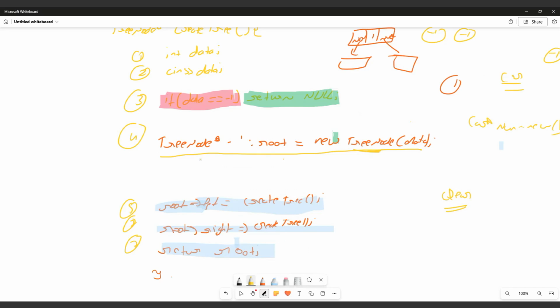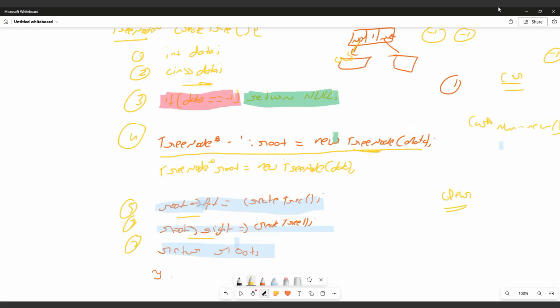So we are doing the same stuff. We are creating an object for our class. TreeNode star root, and we are creating this root with this value, data, which is the user input. And we are doing the same stuff in the left and in the right, because initially the left is null and the right is null. So root left is null. Now we are creating a createTree function here and we are returning the root.